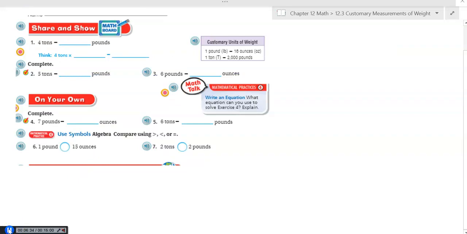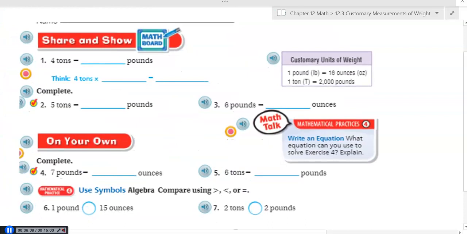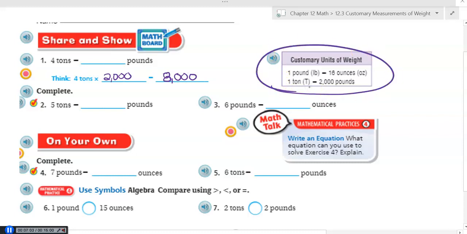Okay, now we're on the Sharon show. So we're going to look at number 1. It wants me to take 4 tons and decide how many pounds that is. Well, if I think about it, 1 ton equals 2,000 pounds. So I need to multiply 4 times 2,000. 4 times 2 is 8, and then I add on those extra zeros. As you can see, there's a little help over here in the corner. If you forget, 1 pound equals 16 ounces, and 1 ton equals 2,000 pounds.